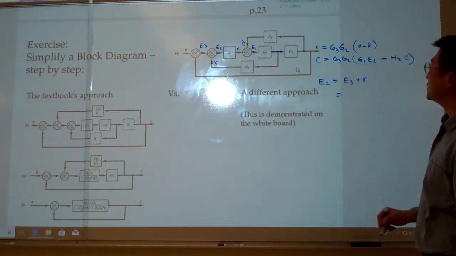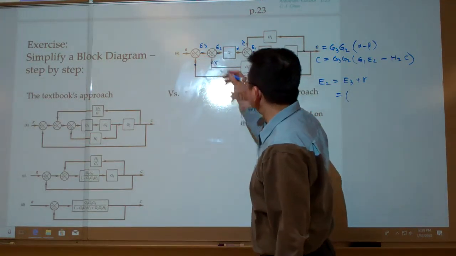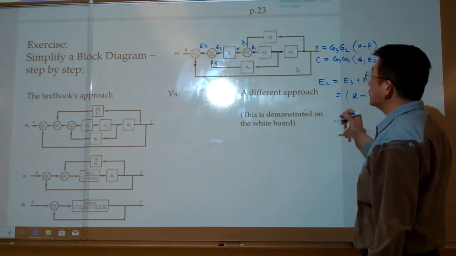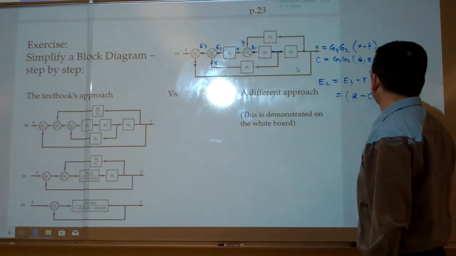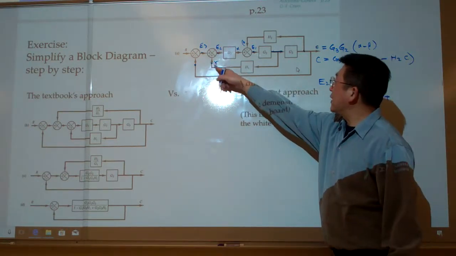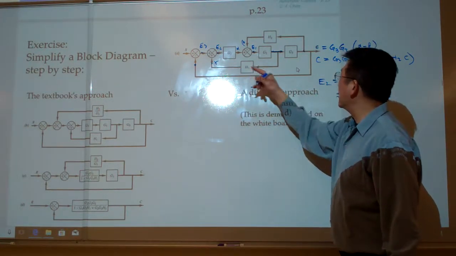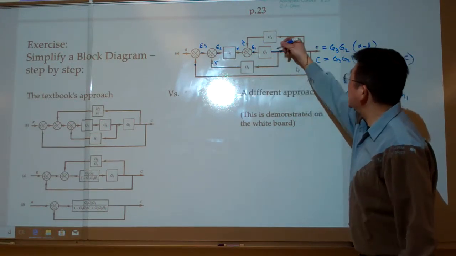And what is E3? E3 equals R minus this. What is this? That is C. Okay, so that is E3. And what is gamma? Gamma equals the output of H1 times the signal here.